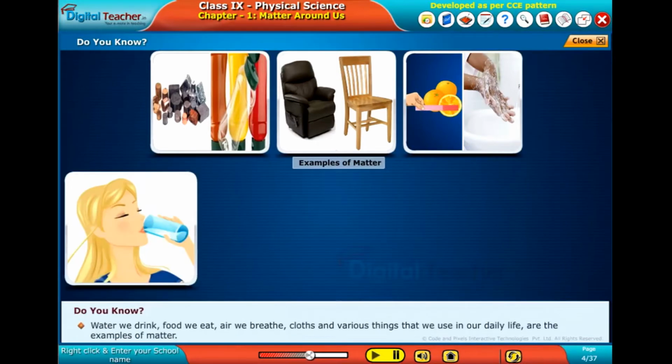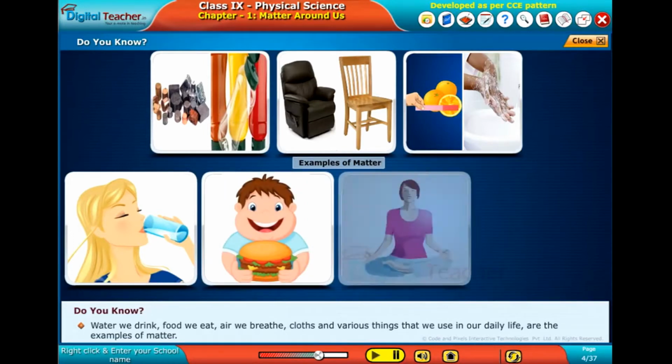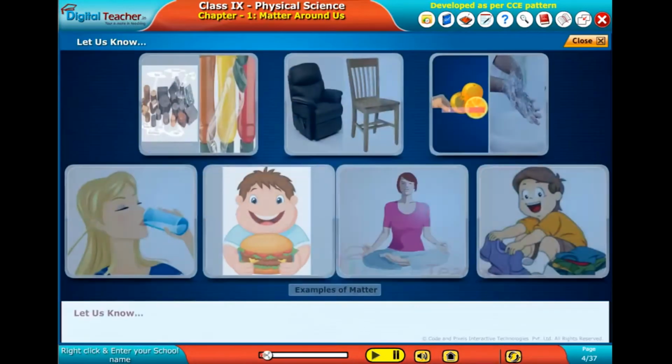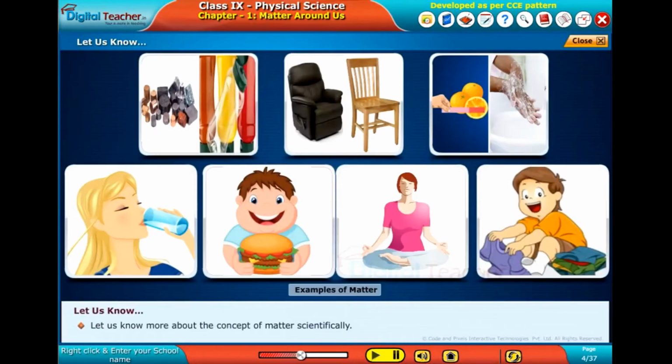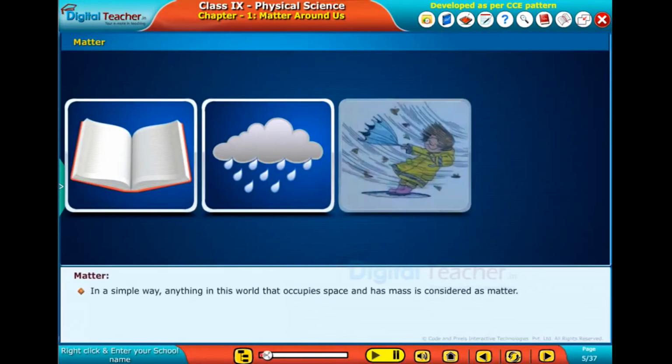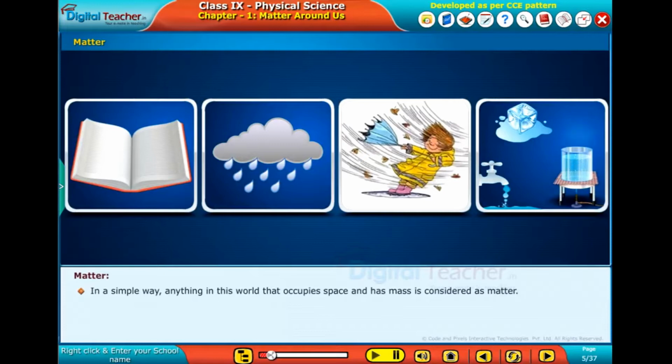Water we drink, food we eat, air we breathe, clothes and various things that we use in our daily life are the examples of matter. Let us know more about the concept of matter scientifically. Matter. In a simple way, anything in this world that occupies space and has mass is considered as matter.